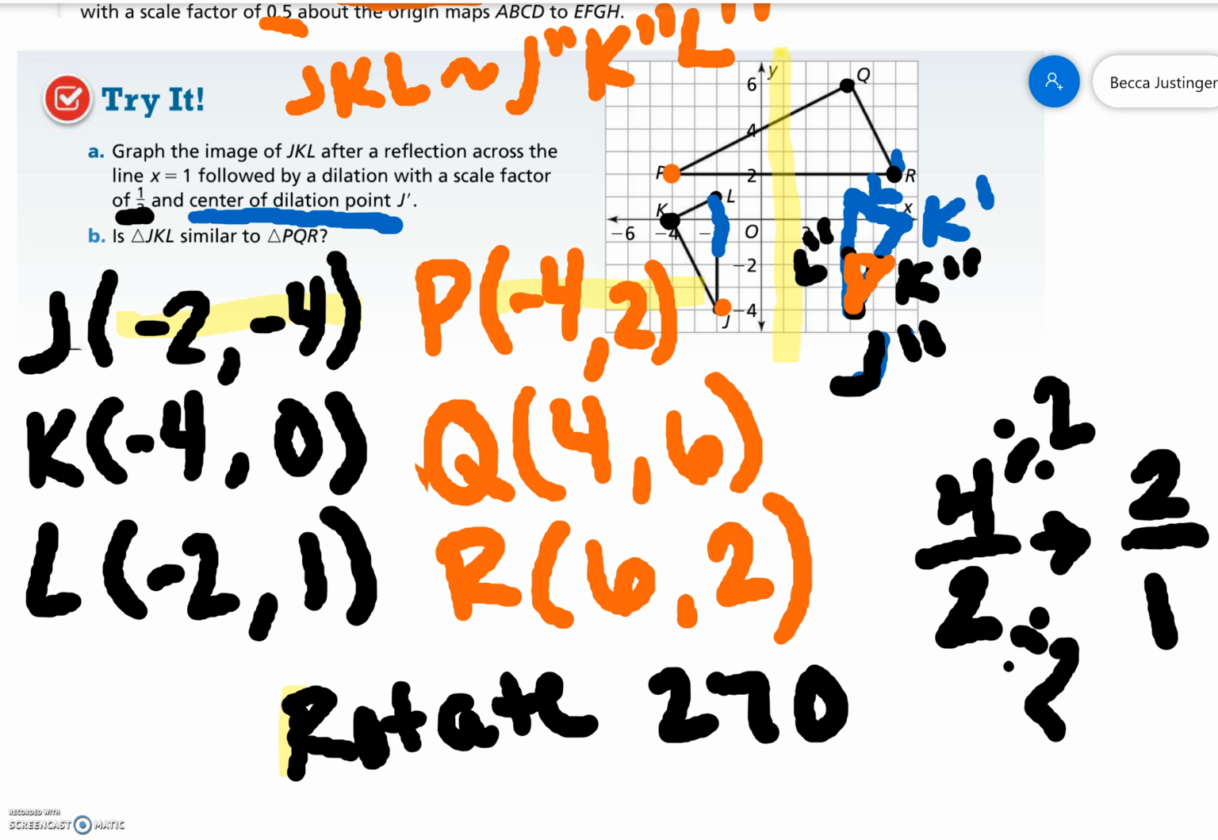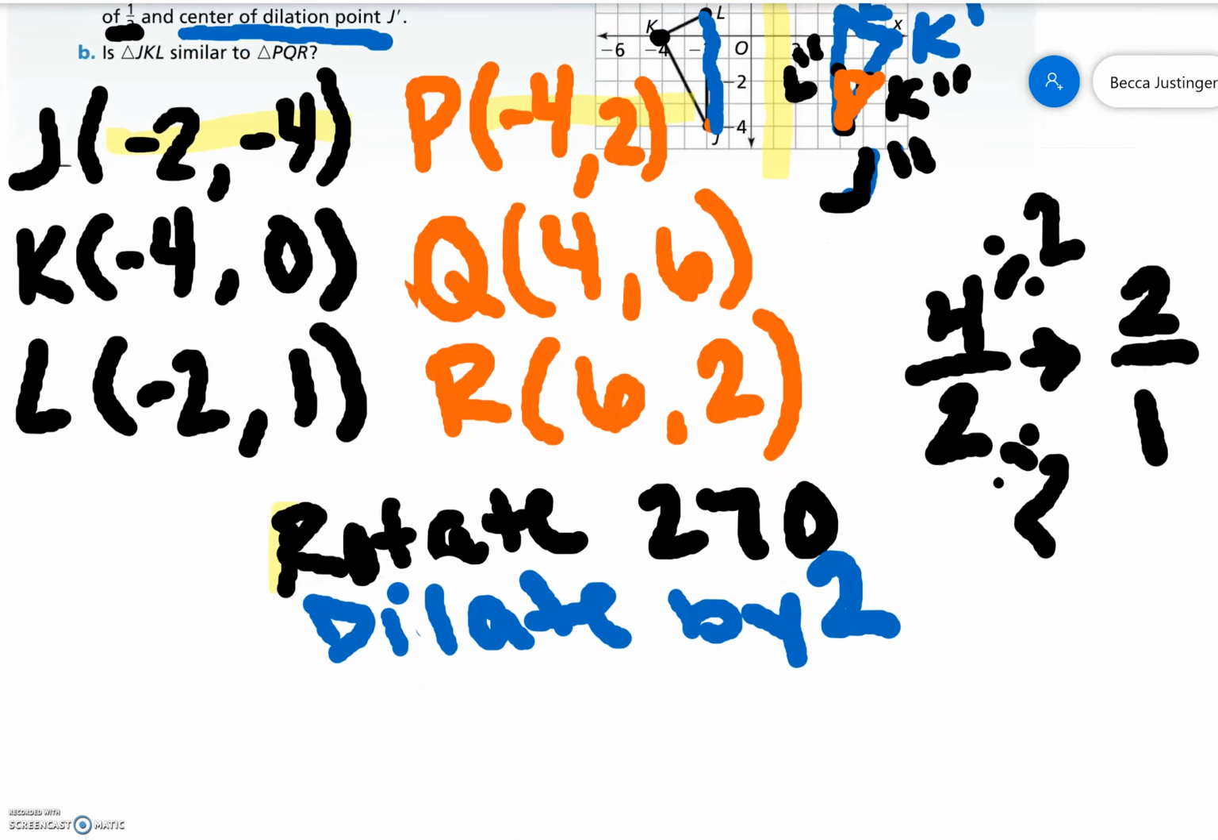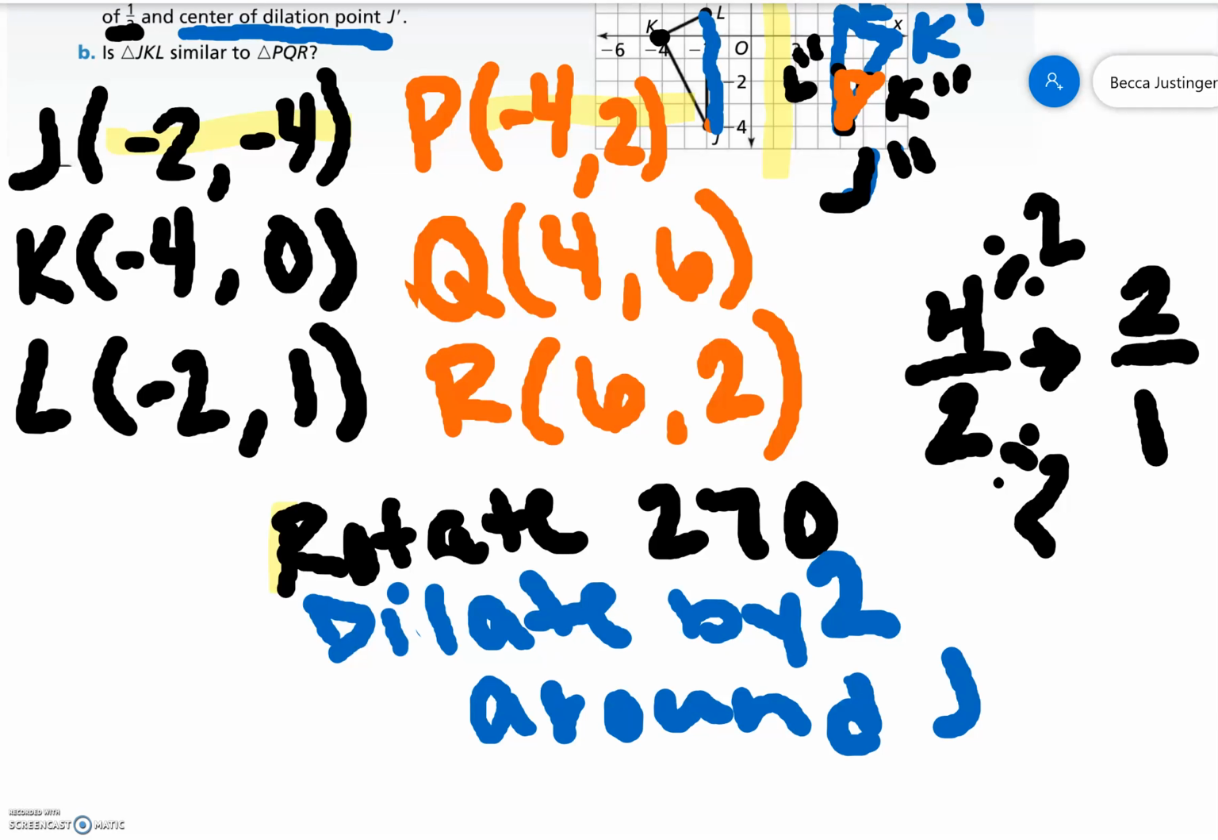L to J is 1, 2, 3, 4, 5, whereas P to R is 10. How would we go from 5 to 10? We would dilate by 2. But it's not from the origin, because you can tell that K times 2 is not 4 and 6. It's not dilating by the origin, it's dilating around the point J. Because J doesn't change when it turns into P after the rotation. Those stay the same. The rest of them will dilate by 2.